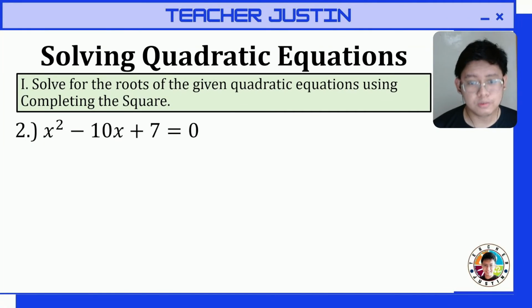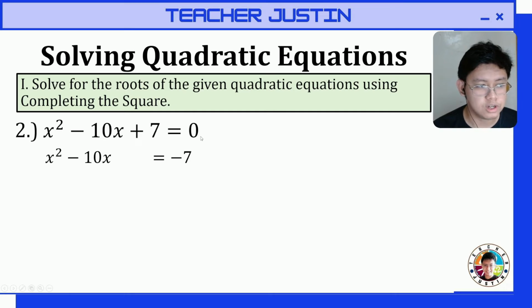So let's solve for the roots of this quadratic equation, x squared minus 10x plus 7 using completing the square. So, in using completing the square, ang gagawin natin, first step is for us to transfer all the variable term in one side and all the constant term in the other. So, lipat natin si 7 sa kabilang side ng equation natin. So, we will have x squared minus 10x is equal to negative 7. So remember, when we transfer a term to the other side, we change the sign.